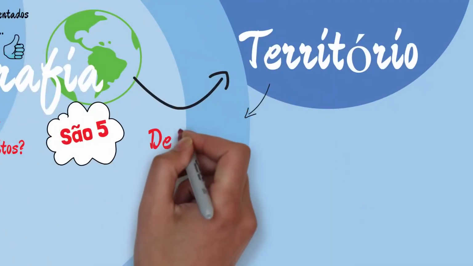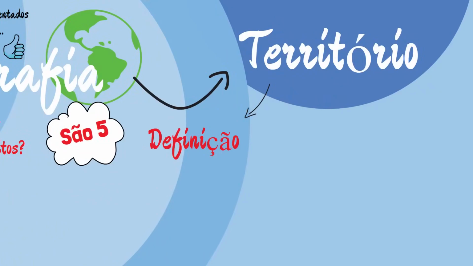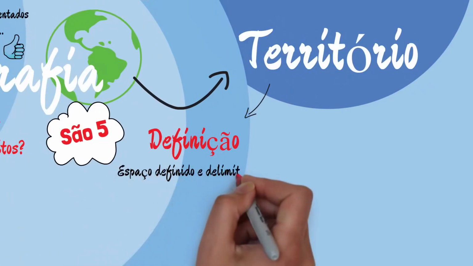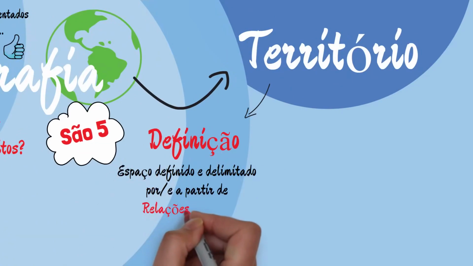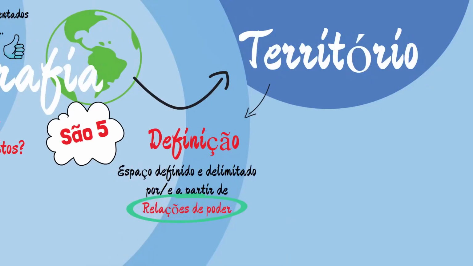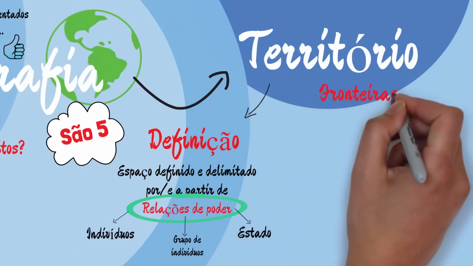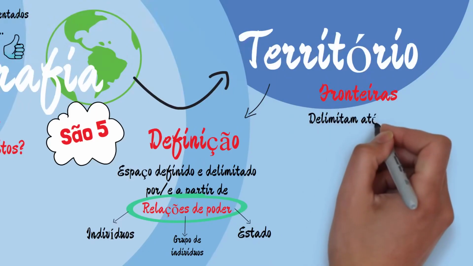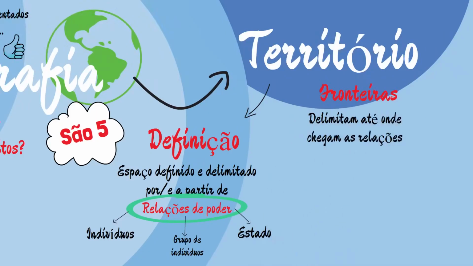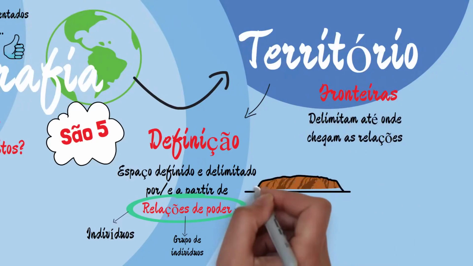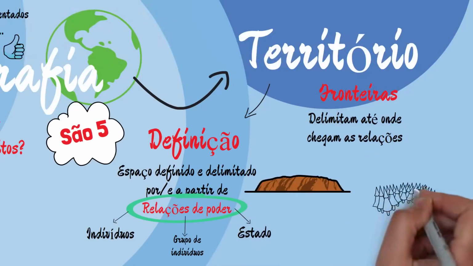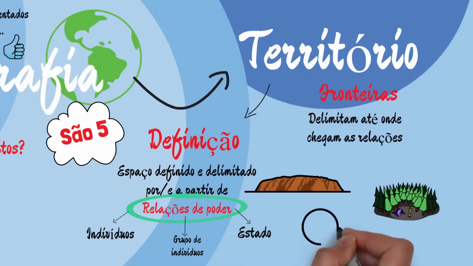Well, the next concept is territory. According to Marcelo José Lopes de Souza, territory is the space defined and delimited through power relations. So, the key term for us to understand the concept of territory is power relations. These relations can be exercised by individuals, groups of individuals, or even by the state. And this delimitation is established by borders, which serve mainly to establish the limits of how far these power relations go. These borders can be physical, natural, or even symbolic.